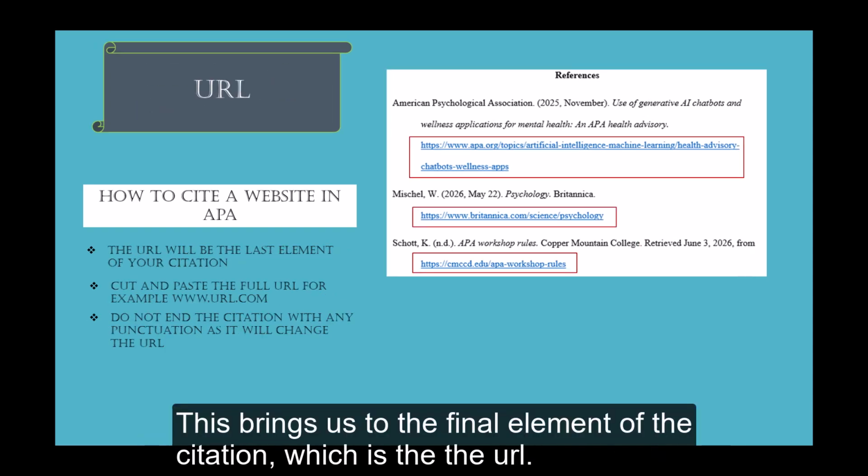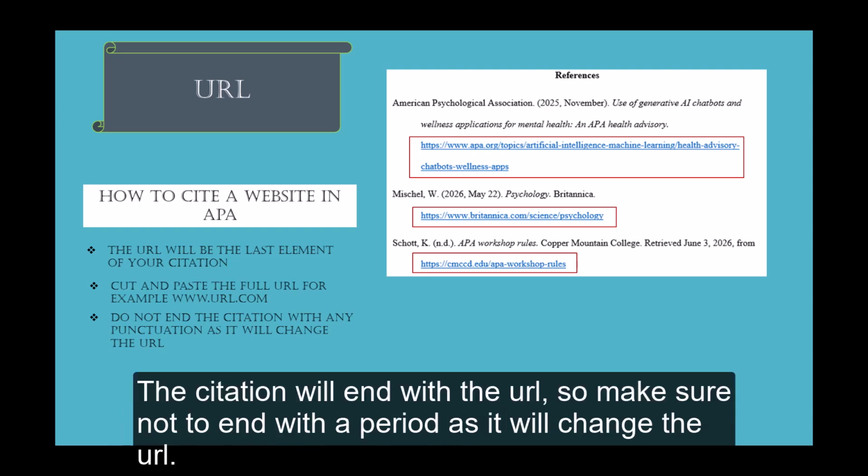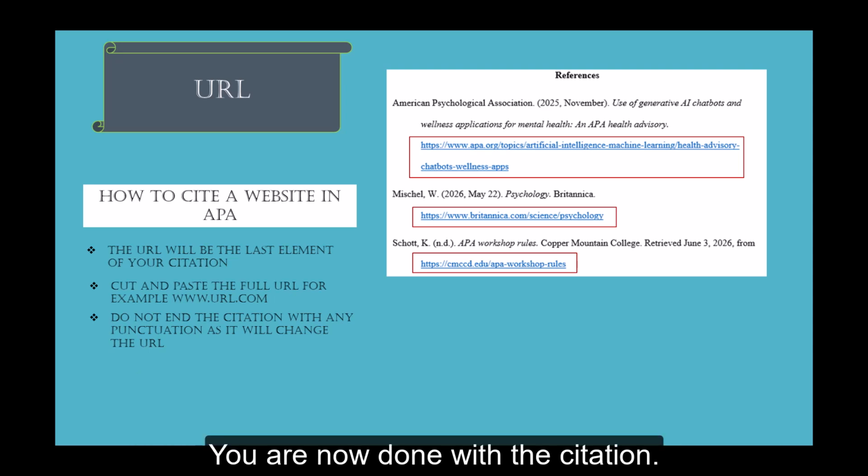This brings us to the final element of the citation, which is the URL. Copy and paste the URL directly from the browser. Do not create a link for the source. This citation will end with the URL, so make sure not to end it with a period, as it will change the URL. You are now done with the citation.